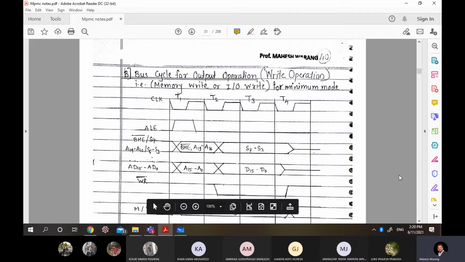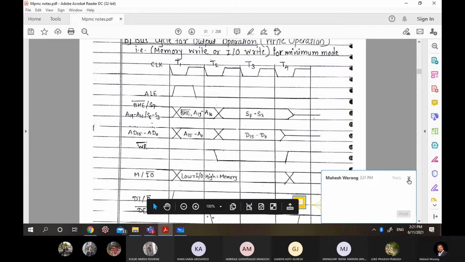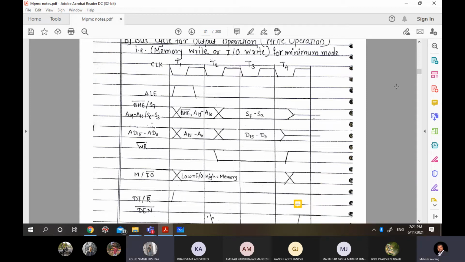Memory write for minimum mode. Yeah, this is what you also. So this is the timing diagram. If you know the timing diagram, then you must be able to imagine this particular structure. Okay, fine. So timing diagram, first of all, what is the use of timing diagram and what does this timing diagram tell?